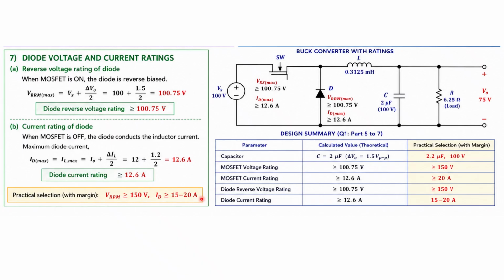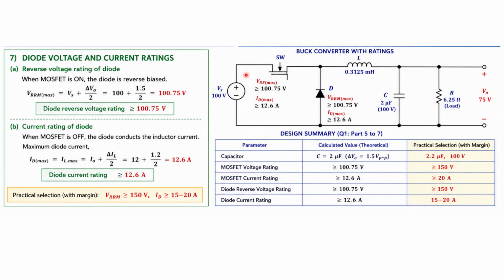Okay, so here we can draw the buck converter with all the ratings we have discussed till now. For the buck converter, the supply voltage must be 100 volt, output voltage is 75 volt, resistor value is 6.25 ohm, capacitor value is 2 microfarad, inductor value is 0.3125 millihenry, and your diode voltage must be greater than 100.75 and current rating must be greater than 12.6. In the same way, your MOSFET voltage rating should be greater than 100.75, and your current rating should be greater than 12.6 amps.